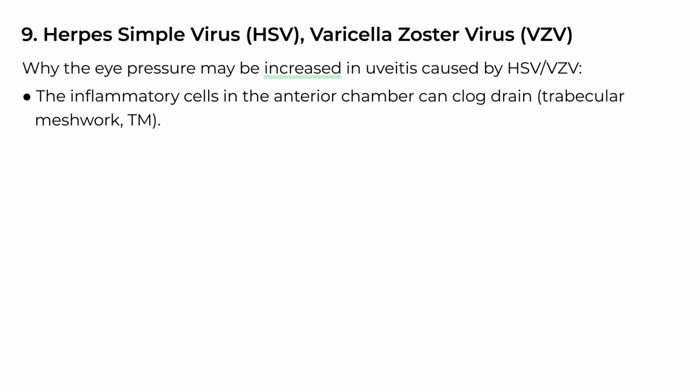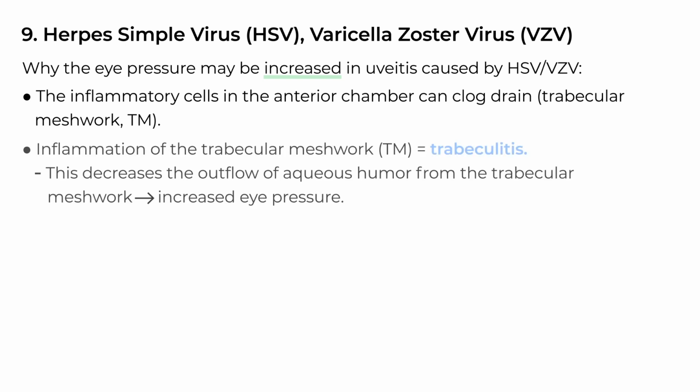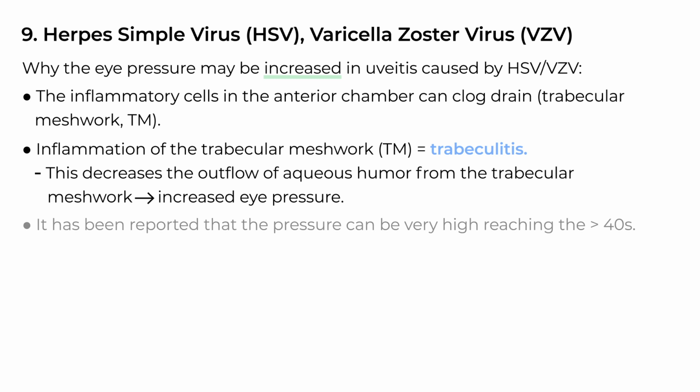In the setting of uveitis, the herpes virus can increase intraocular pressure because the inflammatory cells in the anterior chamber can clog the drain. There can also be inflammation of the trabecular meshwork, which decreases the outflow of the aqueous humor from the trabecular meshwork, thereby increasing the eye pressure, and that's called trabeculitis. And it's been reported that the eye pressure can get pretty elevated to the 40s, 50s, or even higher.